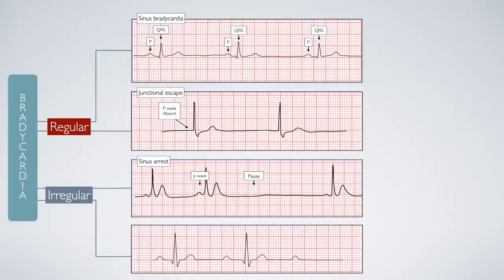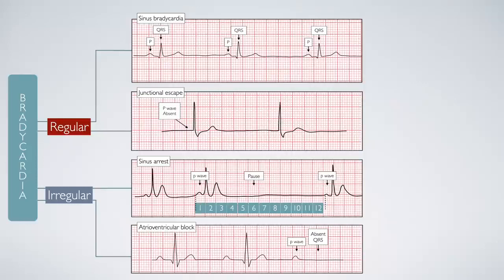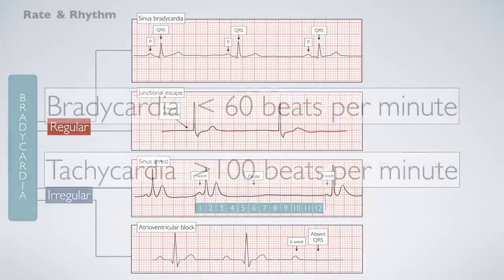You can confirm the diagnosis by measuring the number of squares, starting at the first P wave and ending at the beginning of the next P wave. Remember, it must be more than 10 large squares to be significant. Finally, an irregular rhythm where there are P waves followed by no QRS complex is likely to be an atrioventricular heart block, either 2nd degree or 3rd degree. But don't worry, we'll cover the heart blocks in more detail soon.